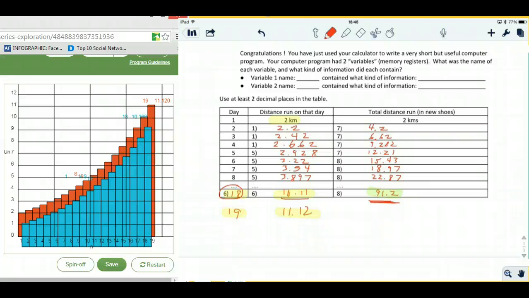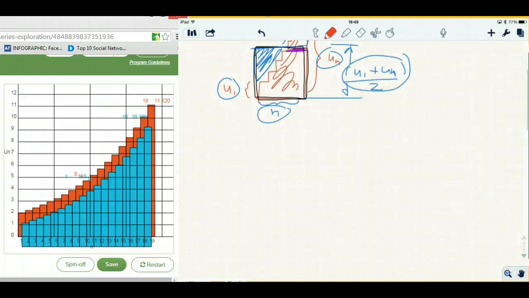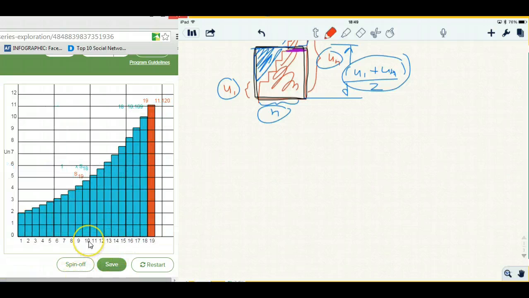But without the calculator, how could we also figure this out easily using a trick similar to one from arithmetic sequence and series? Okay, so let's go back to this sheet. The first thing I'm going to do is draw a picture which is similar to this one I'm showing you on the left.